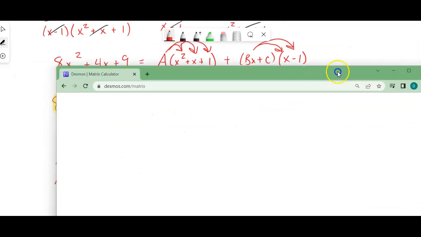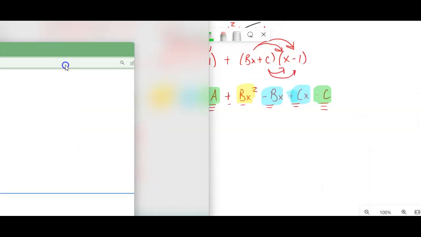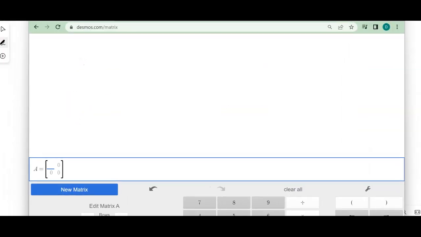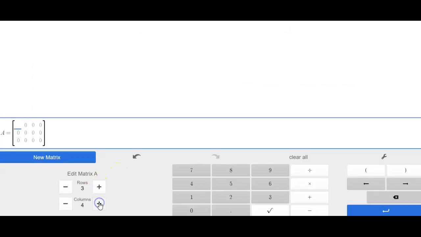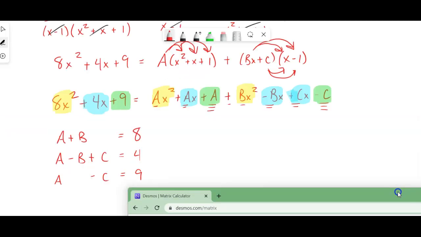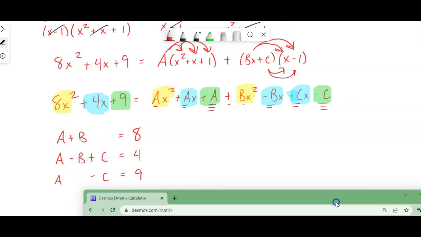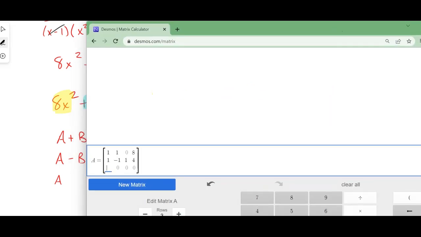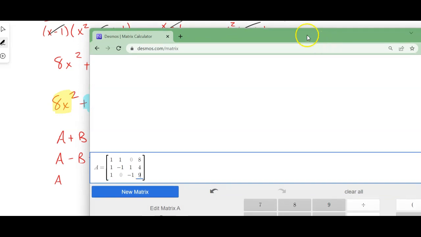All right, for this I would definitely use the Desmos calculator. I'm going to make a new matrix. This time because we have A, B, and C to solve for, there are 3 equations, so I'm going to make a 3 rows by 4 columns. It's always going to be one more column than rows, and the rows are how many equations there are, and we have 3. There's 1 A, 1 B, no C's equal to 8, so that's going to be 1, 1, 0, 8. Then we have 1, negative 1, 1, 4. And then finally the last one, I should say 1, 0, negative 1, 9.